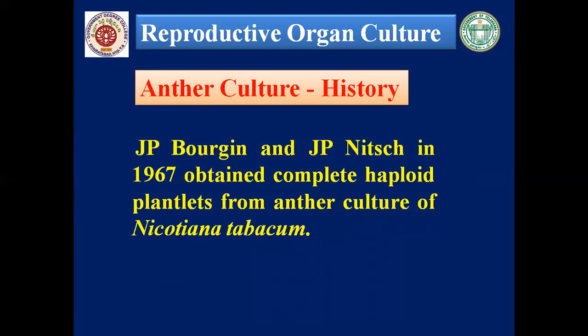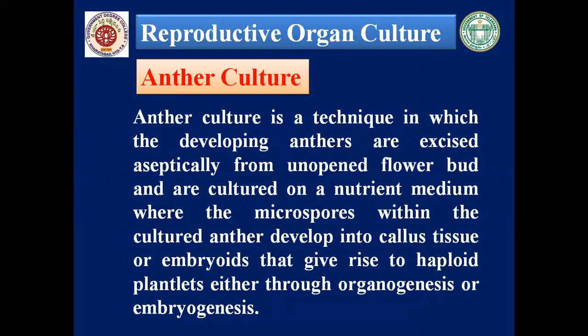After that, Bourgin and Nitsch in 1967, after Guha and Maheshwari, obtained complete haploid plantlets from Nicotiana tabacum, again using the anther culture technique. After Guha and Maheshwari, other scientists also worked on the anther culture technique with different plants, and using this technique they could develop haploid plantlets or haploid plants.